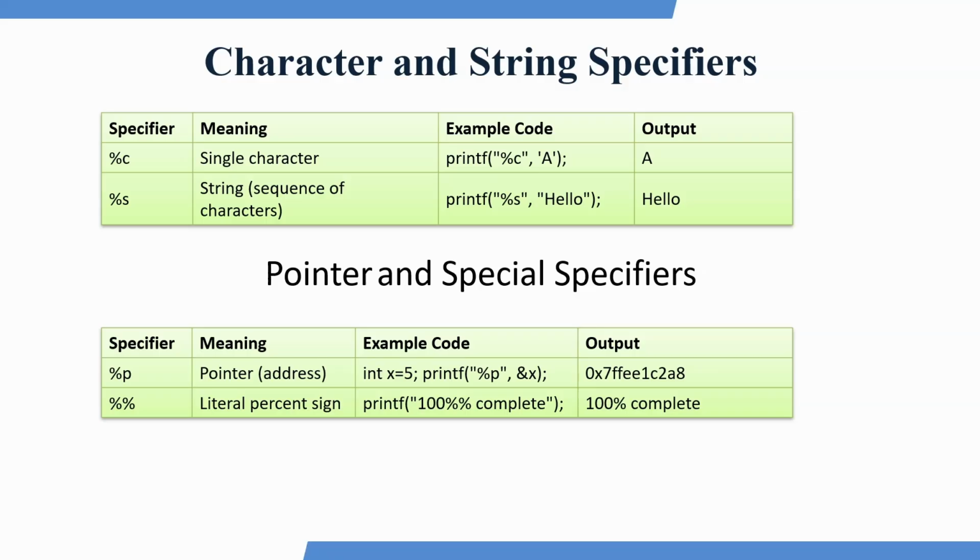Then character and string specifiers. If you want to display a character you have to use percentage %c like this. If you want to display a string you have to use percentage %s here, and if you want to display the address you can use percentage %p. If you want to additionally show a percentage symbol, here you can put an additional percentage like this. If you want to display like 100% complete, you can use it like this. Okay.